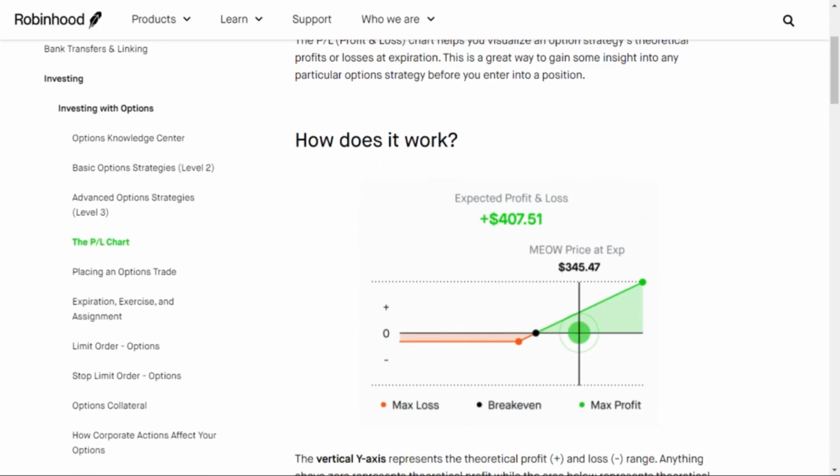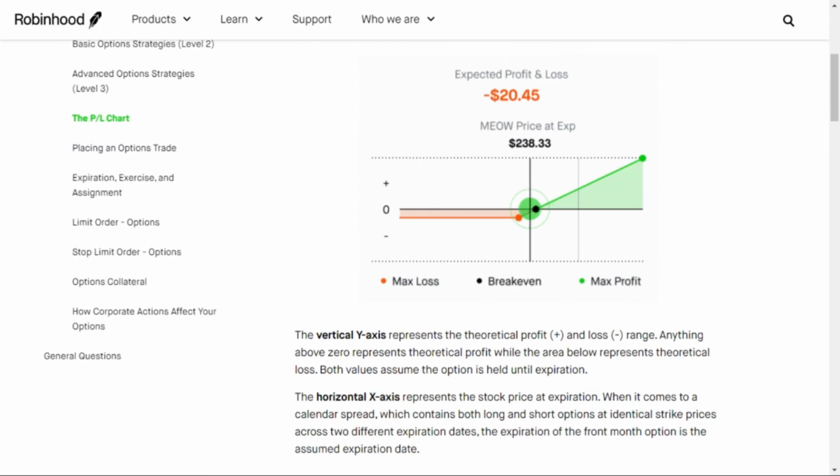All right, so this shows you how it works. It doesn't really break it down, but these examples just show what these lines mean. The vertical y-axis represents the theoretical profit and loss range. It gives you a range of where the profit is, which is typically unlimited, but the loss is defined. Anything above zero represents theoretical profit, while the area below represents theoretical loss. Both values assume the option is held until expiration.